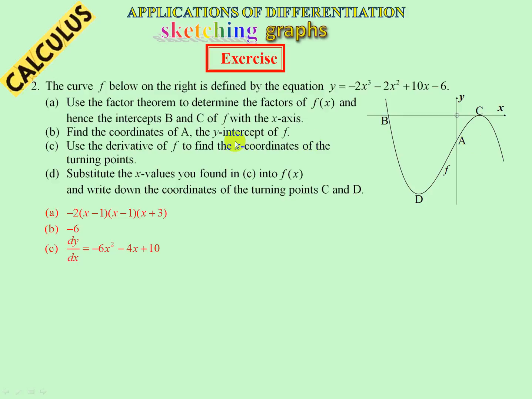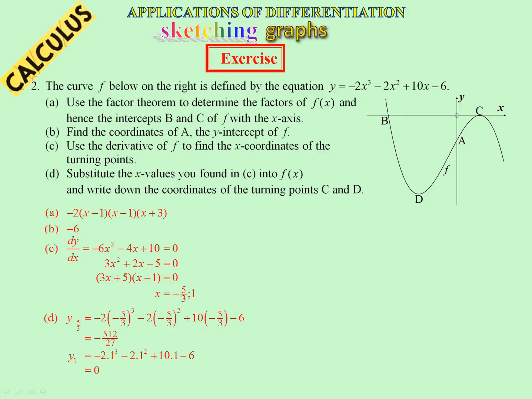Differentiate, because we're now finding the x-coordinates of the turning point, equate to 0. I divide it through by -2. I'm allowed to do that because there's a 0 on the other side. Factorize, and they're the x-coordinates of the turning point. Substitute them into f of x. And that gives us the coordinates of the turning points C and D.